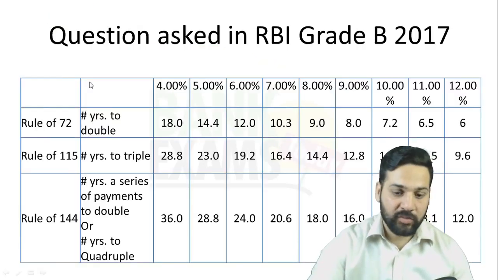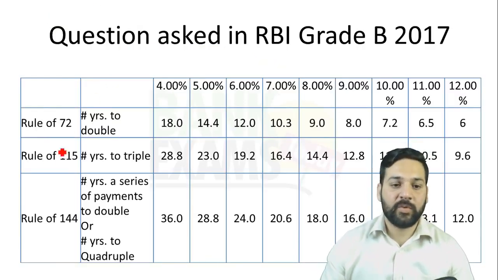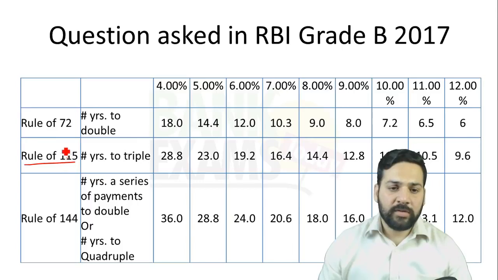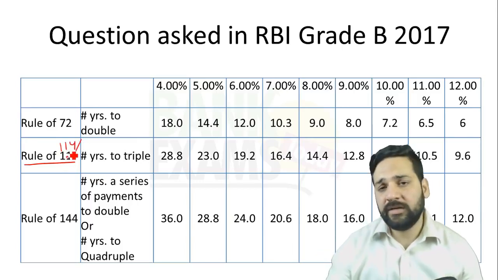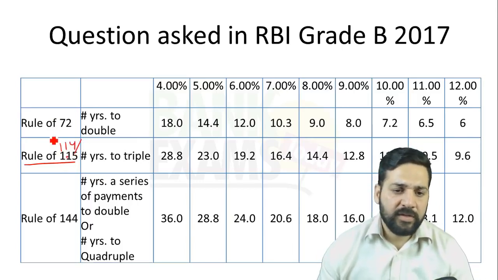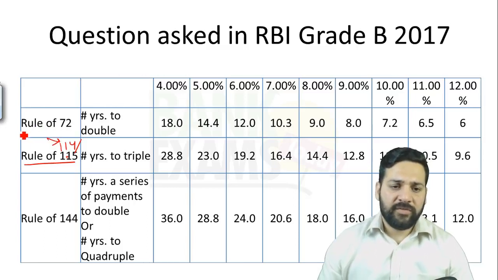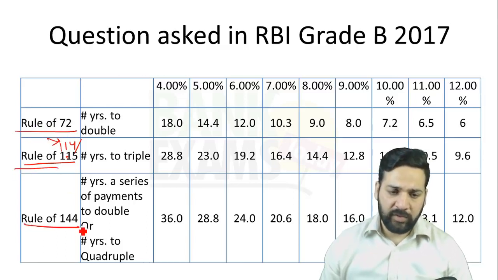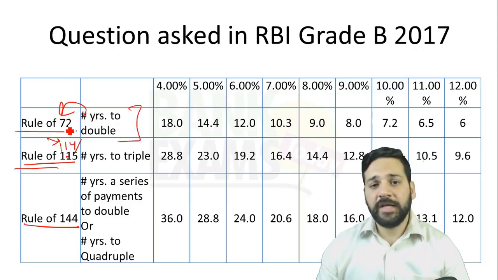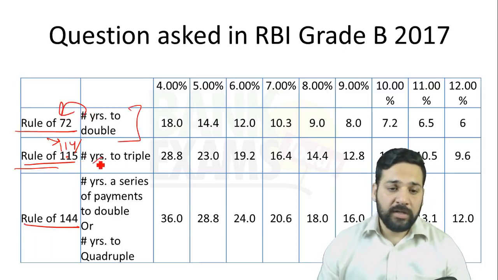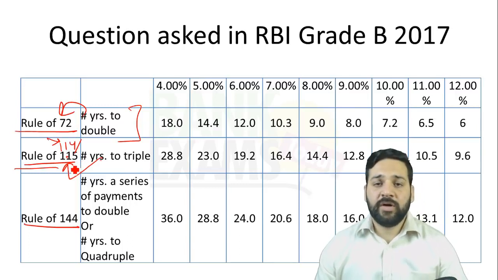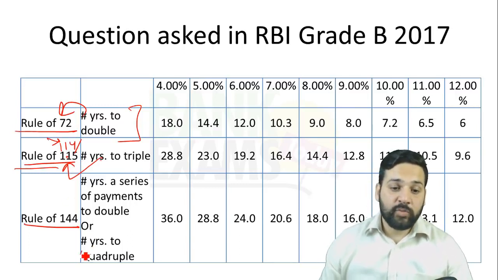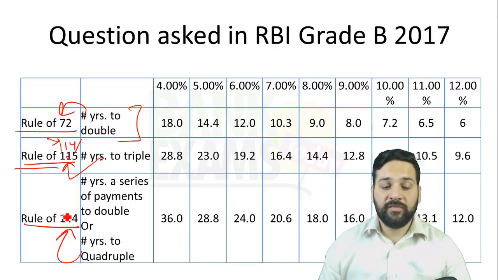To do these questions, there is a rule number 114. Some people use 114 or some use 115. I personally use 114. So the rules of 72, 114 and 144. If the money is doubled, you need to use the rule of 72. If the money is tripled, you need to use the rule of 114. And if the money is quadrupled, you need to use the rule of 144.